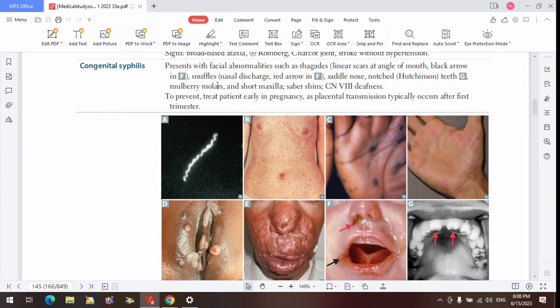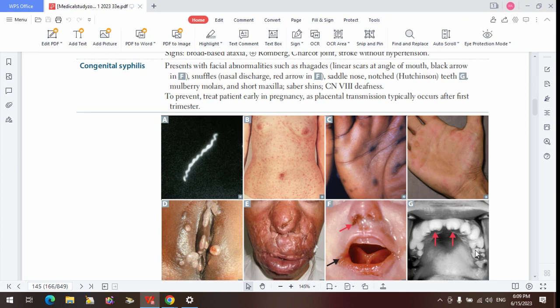So congenital syphilis is just a spectrum of abnormalities that happen to the baby in utero, due to transplacental transfer of syphilis. So what are these abnormalities? What do they cause? You are looking at two things that affect the teeth: Hutchinson teeth as well as mulberry molars. Hutchinson teeth means screwdriver or notched teeth. So you look at these teeth, they look like the tip of a screwdriver or like a notch. You can see image G. Notched teeth, Hutchinson teeth.